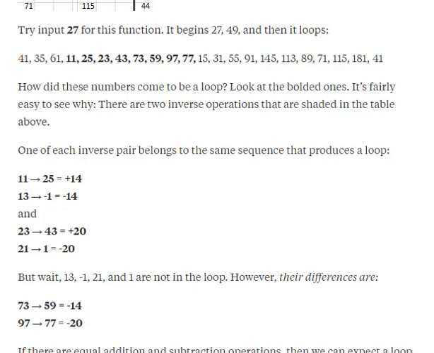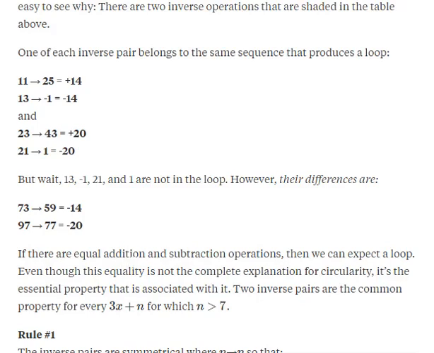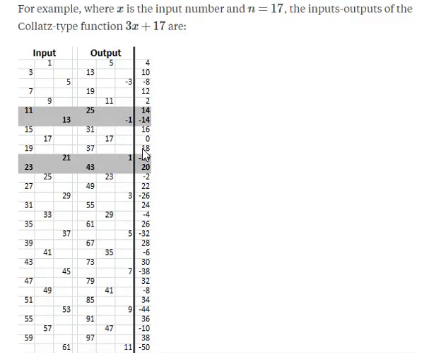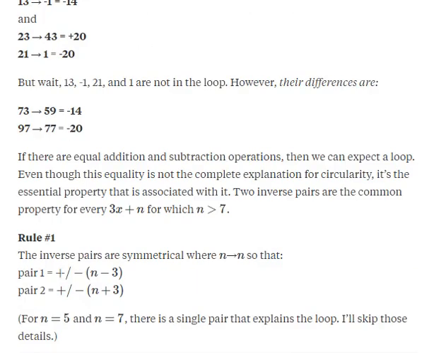aren't actually part of the loop, or not all of them are. However, their differences are part of the loop, minus 14 and minus 20. So that is essentially the reason you get a loop for a sequence where n is greater than 1. And there's a rule here that the inverse pairs are symmetrical between the n input and output, that's the 0 to 0, or the 17 to 17 with the difference of 0. You see that there are two pairs, plus and minus n.